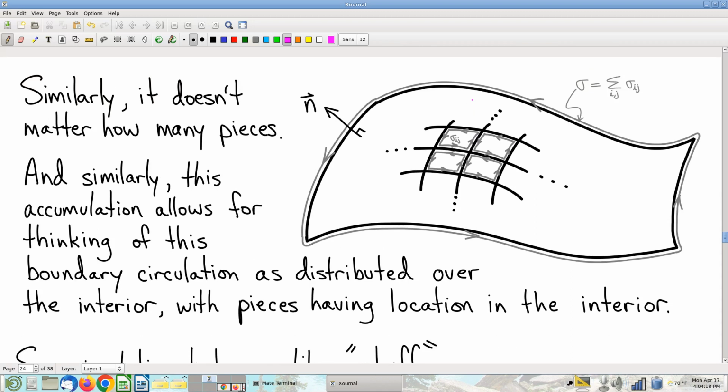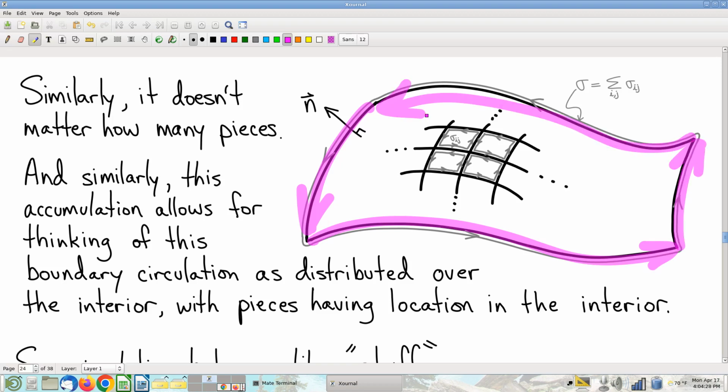Boundary circulation, even though we view it and measure it as being along the boundary, doesn't mean that it's actually happening there, and we certainly don't have to view it as actually happening there. That whole boundary circulation is the sum of the boundary circulations happening over little pieces. If you were to look at all the little pieces here and their boundary circulations, and then add up over all of these green regions, you get the whole.